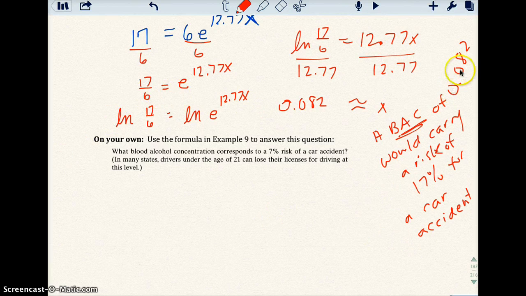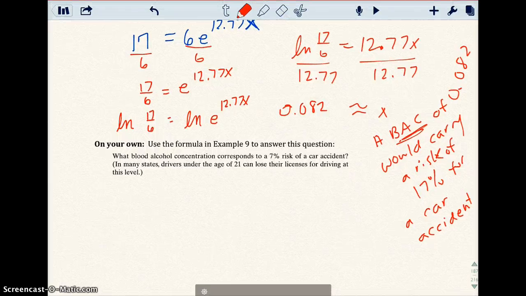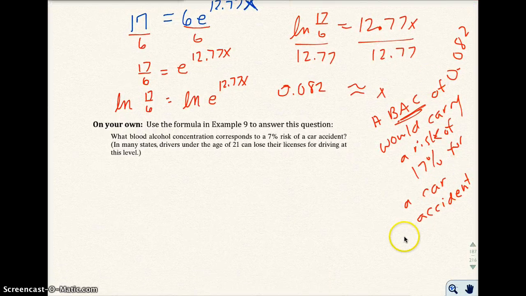So if you have a concentration of that, you can see why the law requires a certain level of blood alcohol concentration before you're in trouble. In this case, 17% is a pretty big risk. They would not want that level of concentration in your blood.